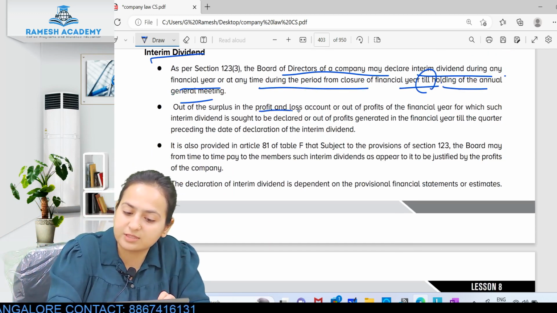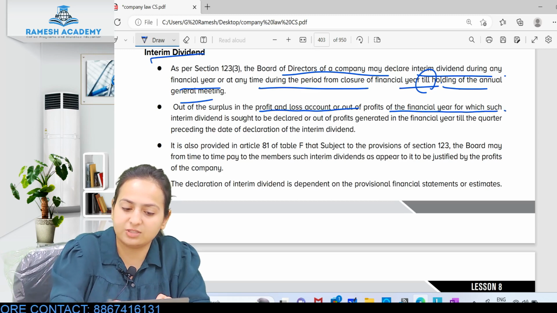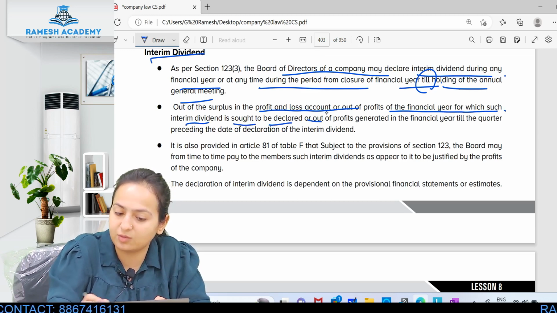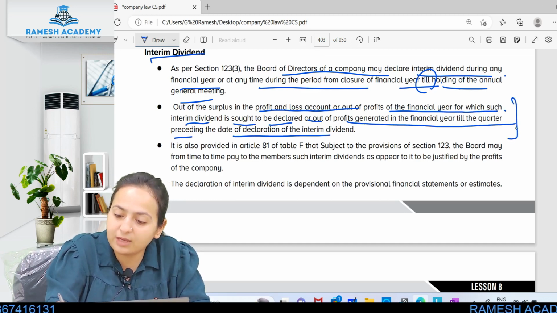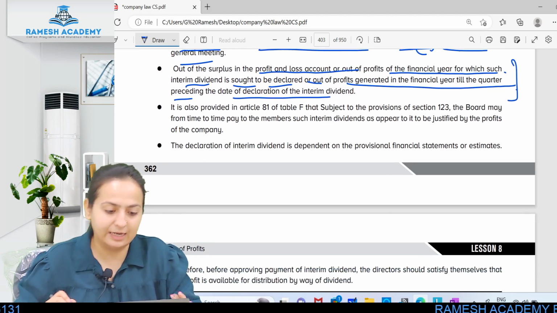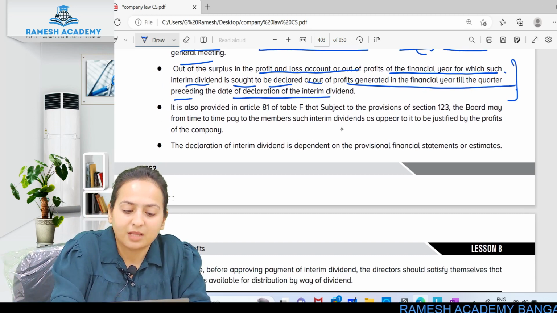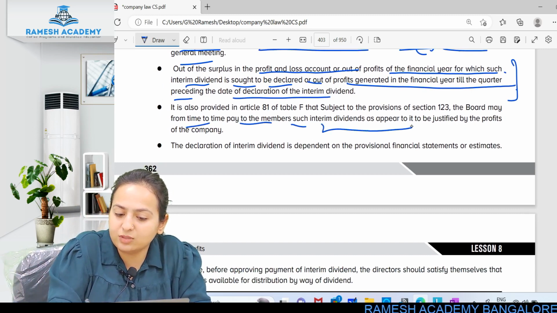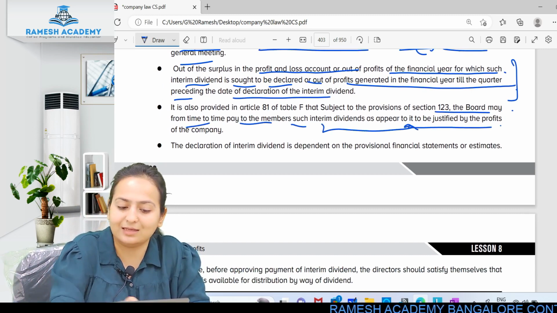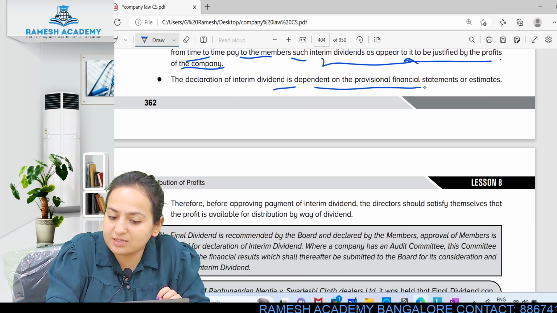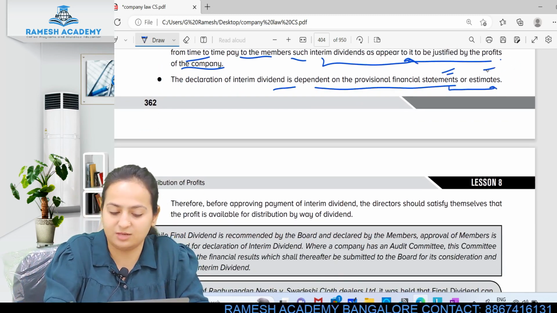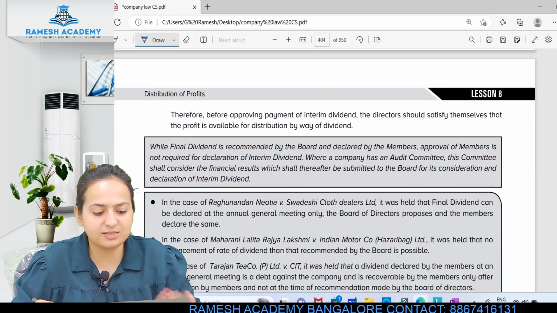It is declared out of the profits in the P&L, or out of the profits of the financial year for which the interim dividend is declared, or out of the profit in the financial year till the quarter. So 3 modes we have studied. It is provided that the board may from time to time pay to the members such interim dividend as is justifiable to be paid. So declaration of dividend is dependent upon the provisional financial statement and the estimate.